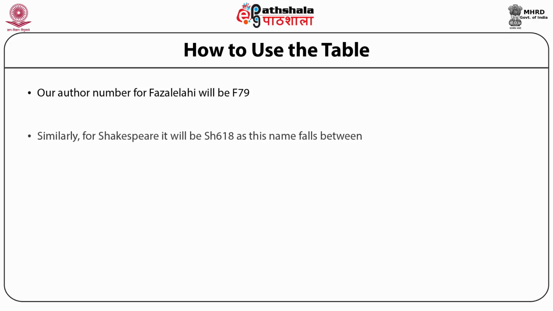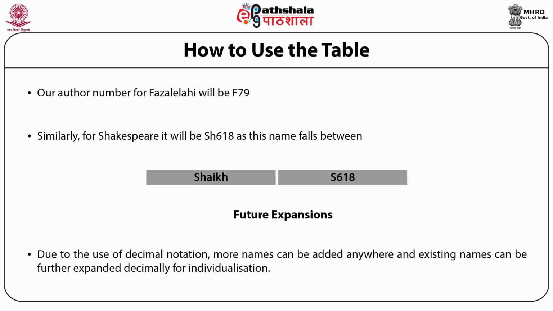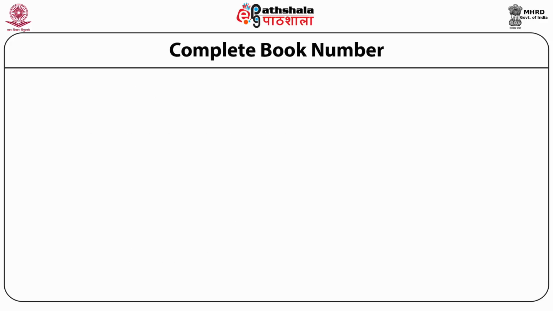Therefore, our author number for Fadl Ilahi will be F79, that is the upper number. Similarly, for Shakespeare, it will be SH618, as this name falls between Sheikh, S618, and so on. Future expansion: due to the use of decimal notation, future names can be added anywhere, and the existing names can be further expanded decimally for individualization.